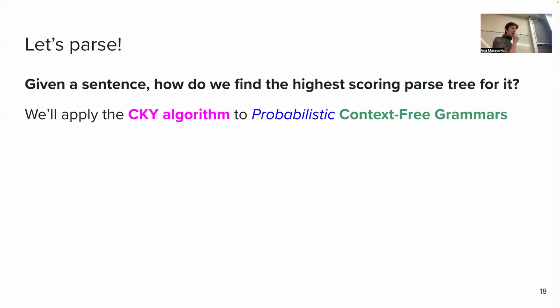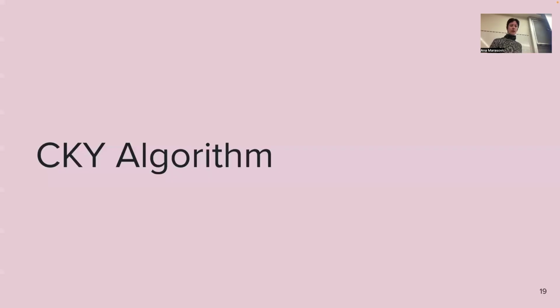Okay, so now we learned what CFGs are. We have learned what probabilistic CFGs are, with minimal difference between the two: the probability of each rule was the difference between them. And we have seen how to estimate the probabilities of the rules. And now we are going to use an algorithm that's going to be applied to PCFGs, which will give us the highest scoring parse tree for a given sentence. All right.